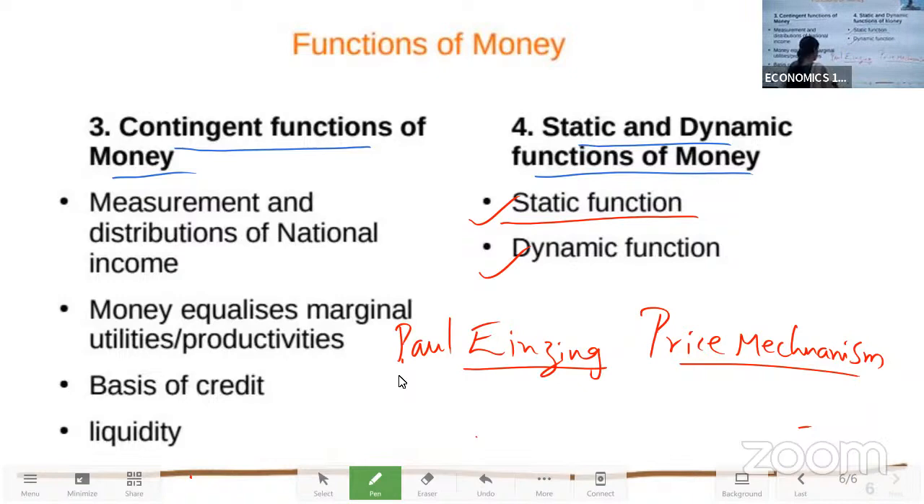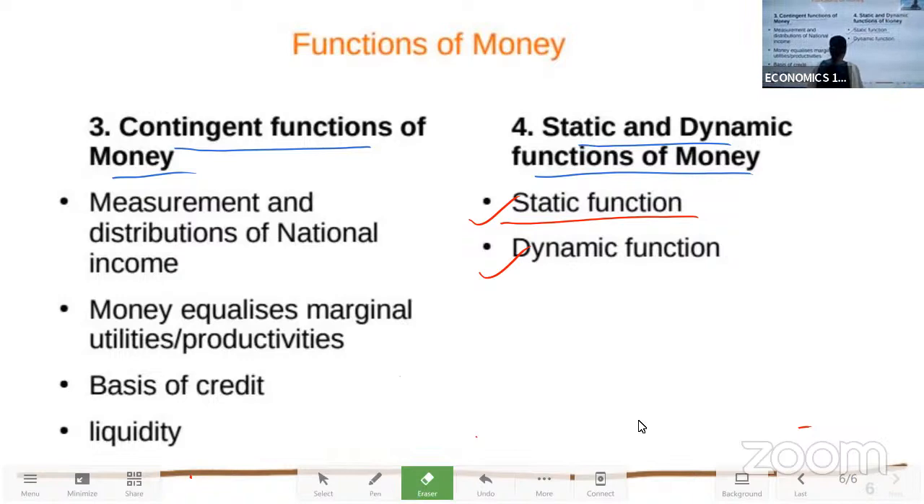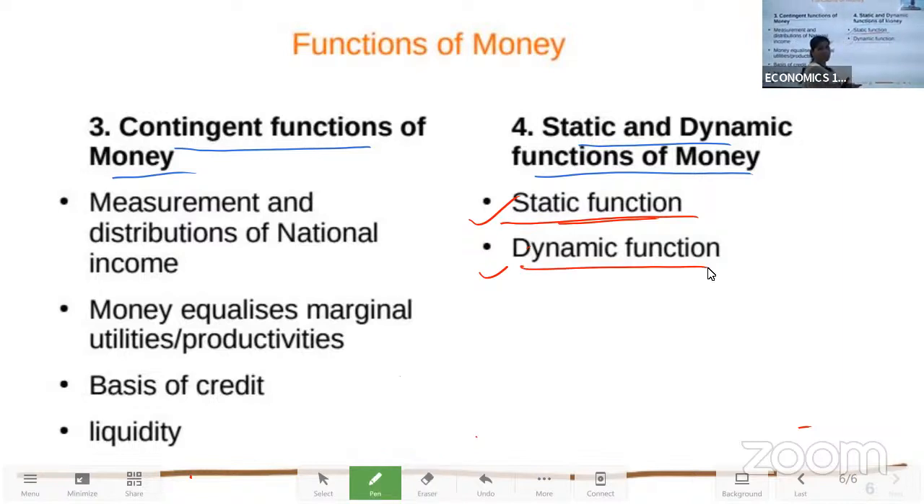Next, we'll move on to the dynamic functions of money. Static means it is constant, whereas in dynamic, there are always changes. All the contingent functions which we have now come under the dynamic function. The dynamic function talks about the changes.